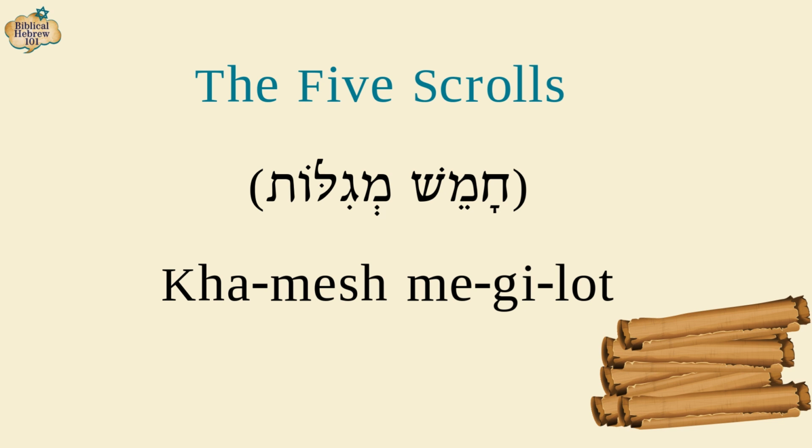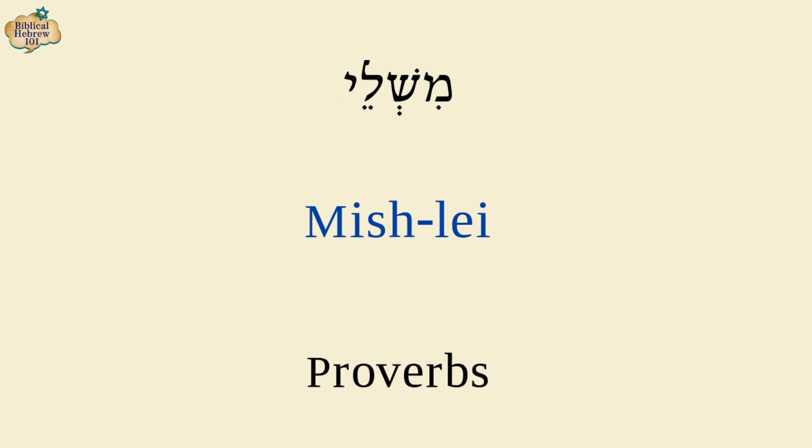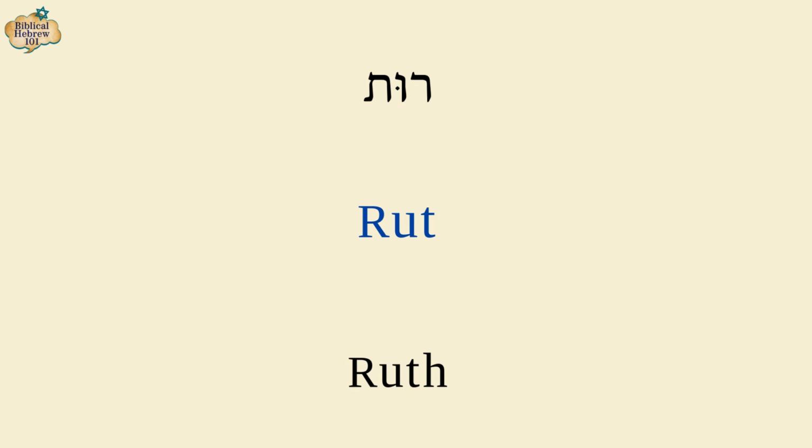Next in this section we have the 5 scrolls, Chamesh Megillot. Chamesh means 5, scrolls, Megillot, and the single form, scroll, is Megillah. The first book of the scrolls is Mishlei, Mishlei, known as Proverbs. The next book is Ruth, known as Ruth.